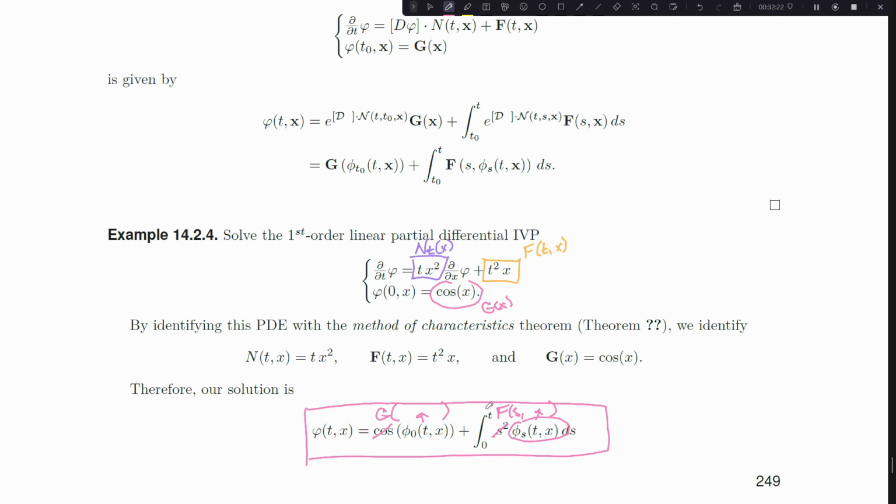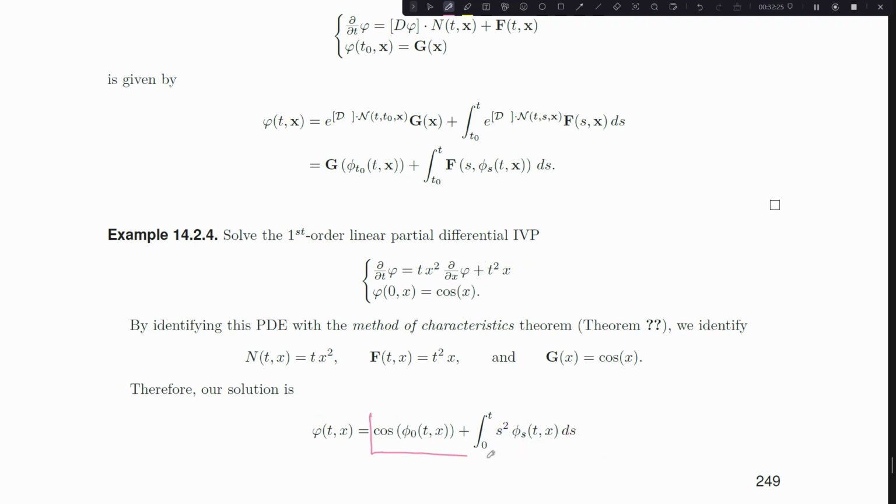So my solution will immediately be given by this expression just because of how I know f goes there, and then you put a flow map in for x, and g goes there, and you put a flow map in for g. But what I still need to know is the flow map. I still need to find the flow map. Okay, so let's go ahead and find that flow map.